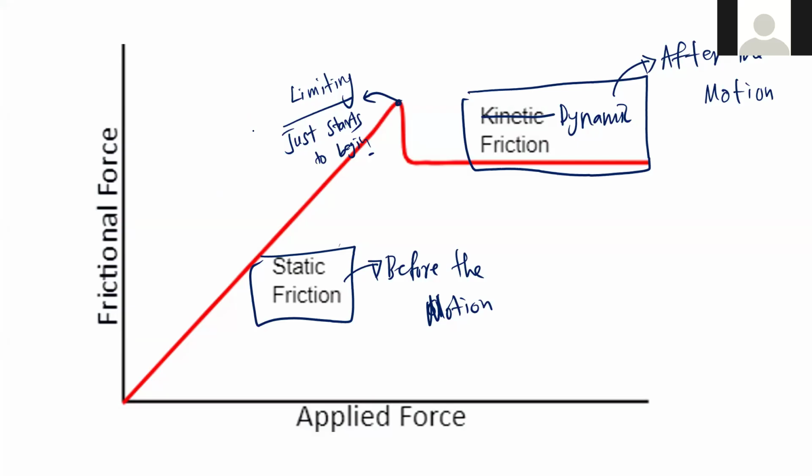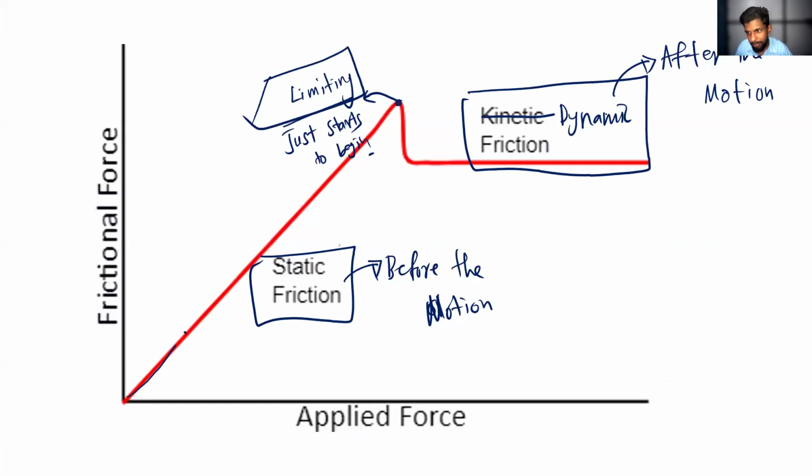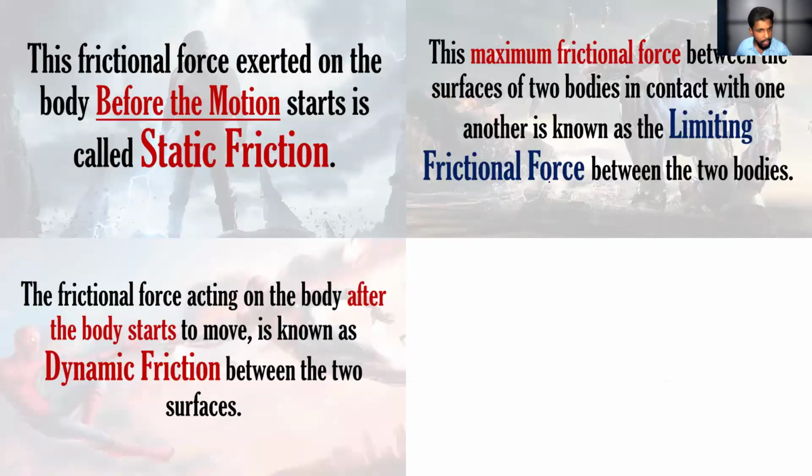Sir, I think the maximum point of the static frictional force is the limiting frictional force. Yes, we can say the maximum static frictional force is also called limiting. Very good. You can see in the graph the static frictional force started to increase: 2, 4, 6, 8, 10. This maximum static frictional force is called limiting, and after that we have the dynamic frictional force.